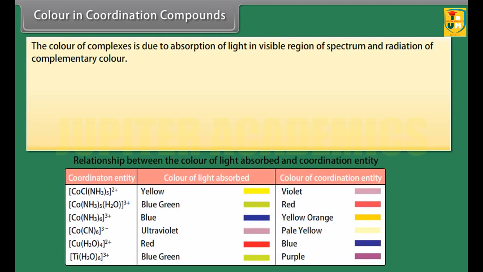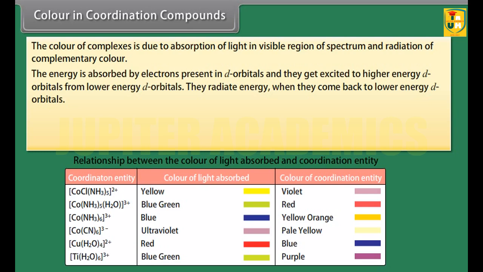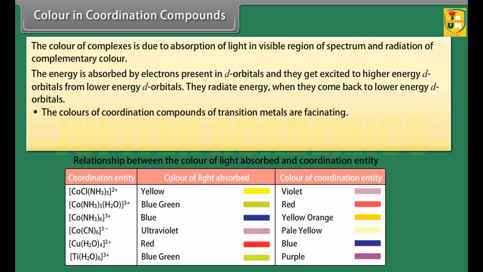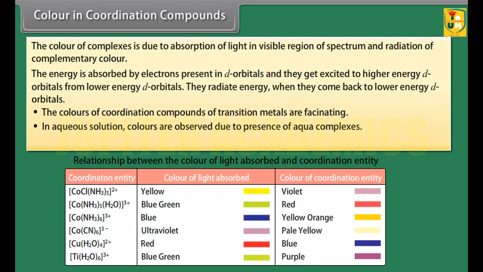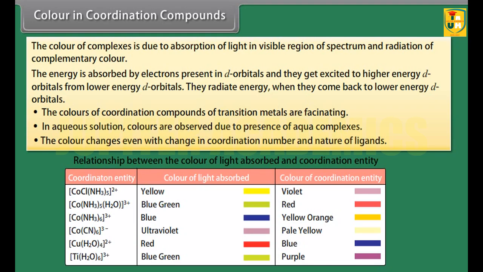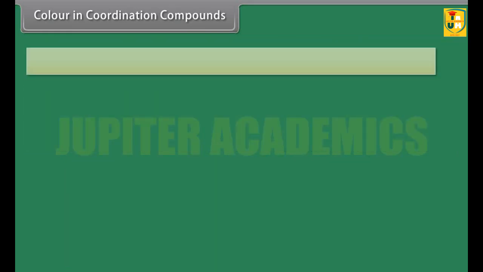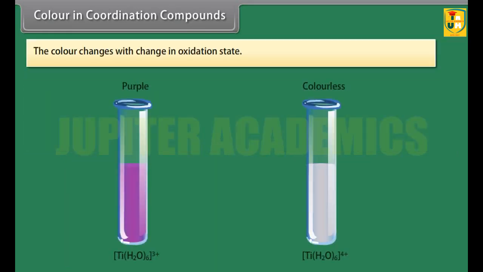The color of complexes is due to absorption of light in the visible region of the spectrum and radiation of the complementary color. The energy is absorbed by electrons present in d orbitals, and they get excited to higher energy d orbitals from lower energy d orbitals. They radiate energy when they come back to lower energy d orbitals. The colors of coordination compounds of transition metals are fascinating. In aqueous solution, colors are observed due to the presence of aqua complexes. The color changes even with change in coordination number and nature of ligands. The color also changes with change in oxidation state.